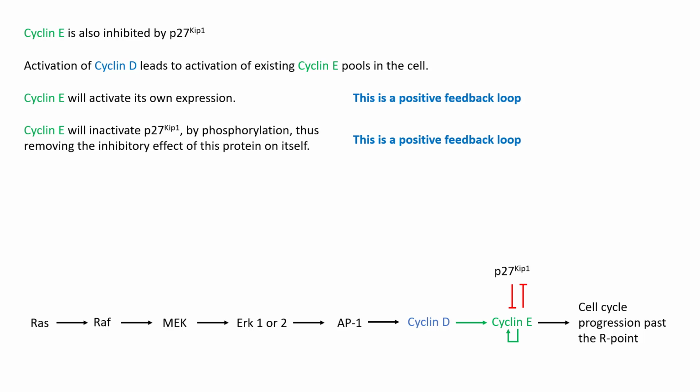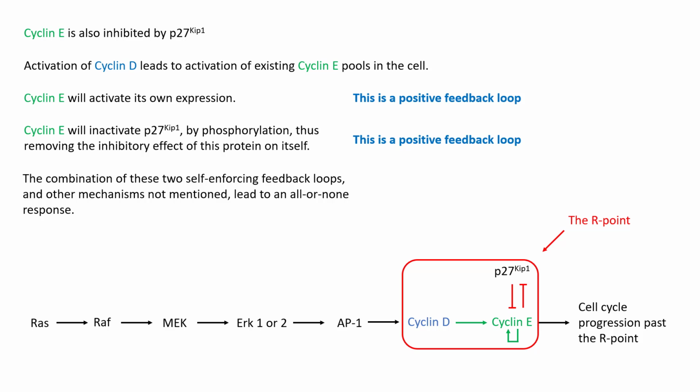Cyclin E will inactivate p27-KIP1 by phosphorylation, thus removing the inhibitory effect of this protein on itself. This is a positive feedback loop. So you have cyclin E inhibiting its own inhibitor. That is a positive step. The combination of these two self-enforcing feedback loops and other mechanisms not mentioned lead to an all or none response, and this is the R point.